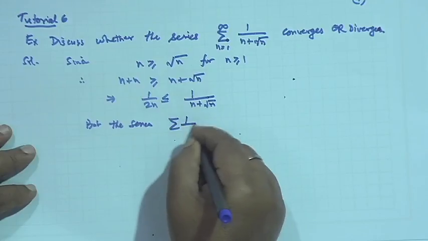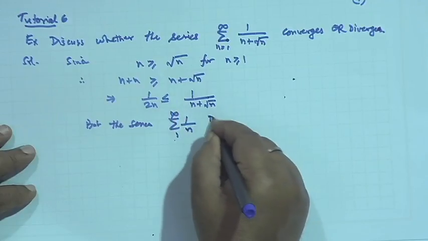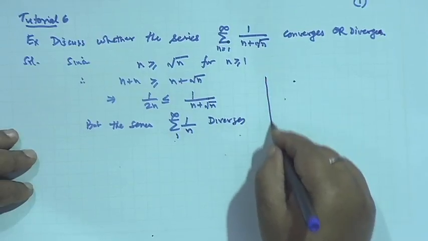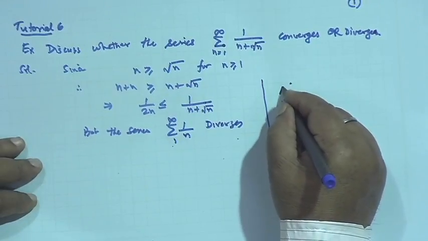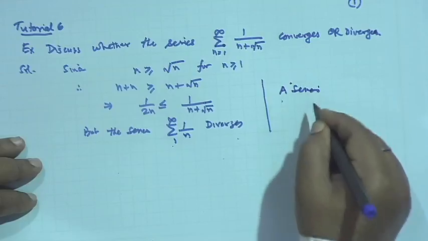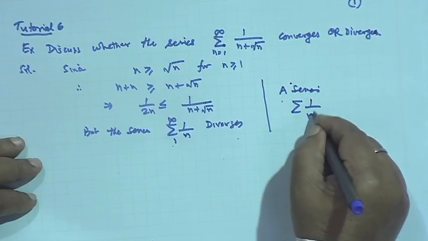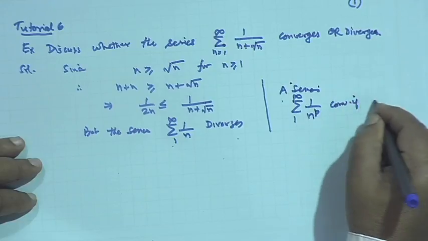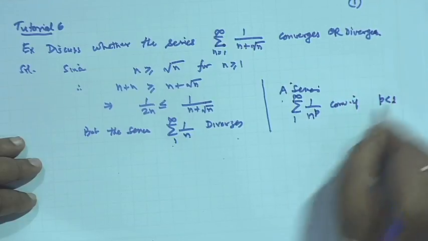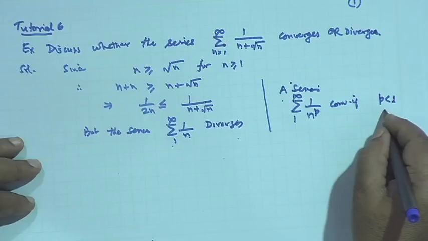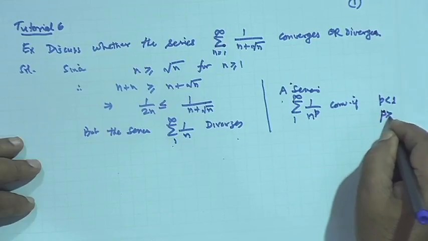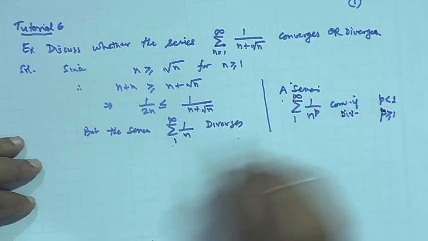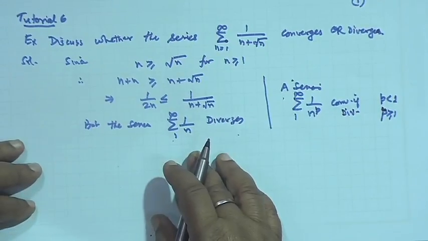the series sigma of 1 by n, 1 to infinity, diverges, because this is the result: a series sigma 1 by n to the power p, n is 1 to infinity, converges if p is greater than 1, and diverges when p is less than or equal to 1. So, using this result, this series diverges.